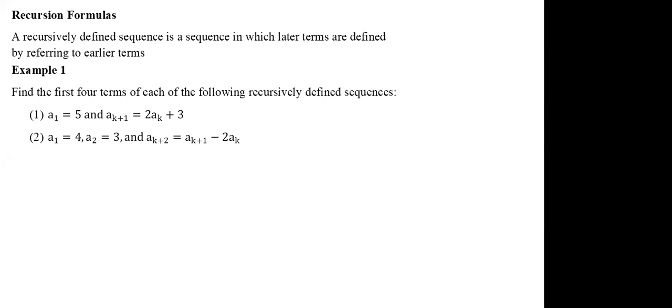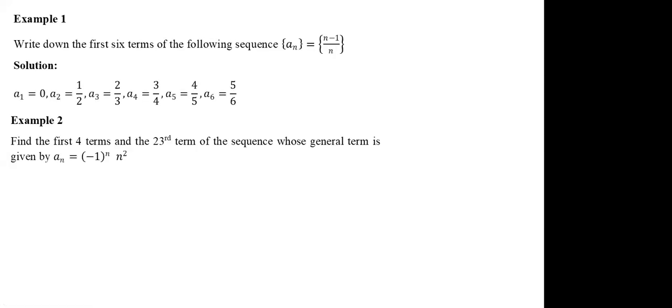We are given A1 to be 4, A2 to be 3. Then we are also given the general term, which is what? A(K+2) equals 3(K+1) minus 2AK. Do it. Help me to find A3 and A4. A3 is minus 5 and A4 is 5.